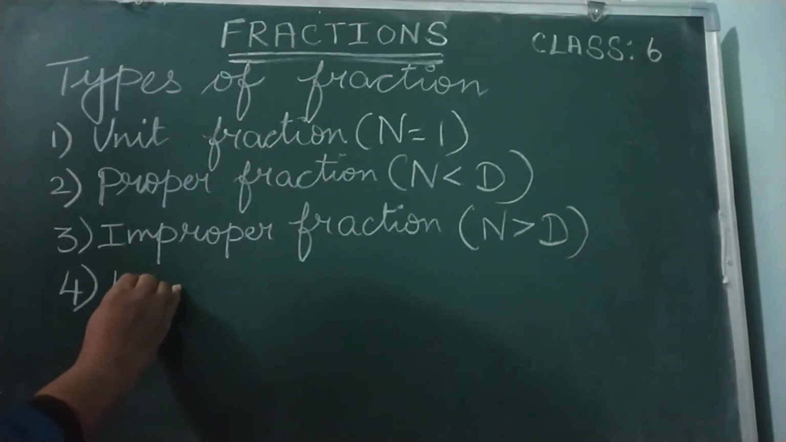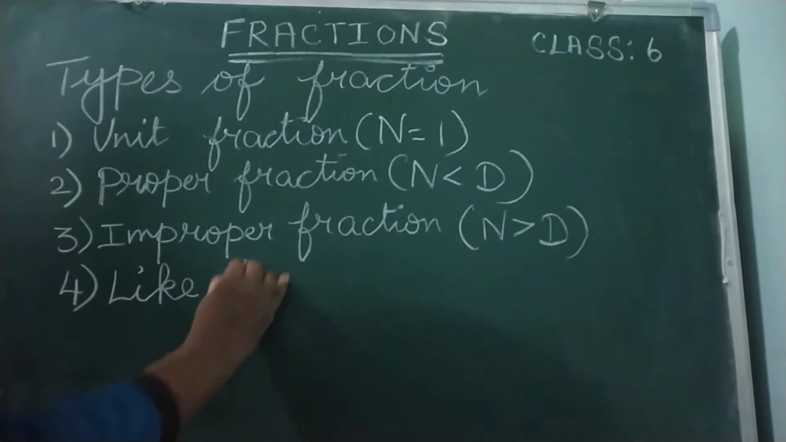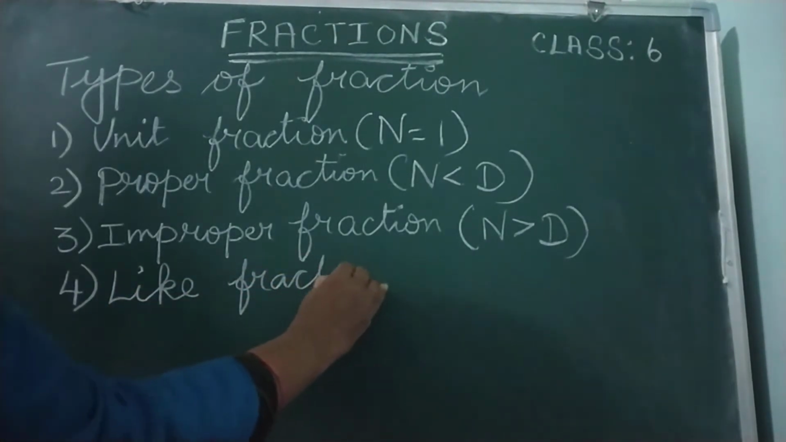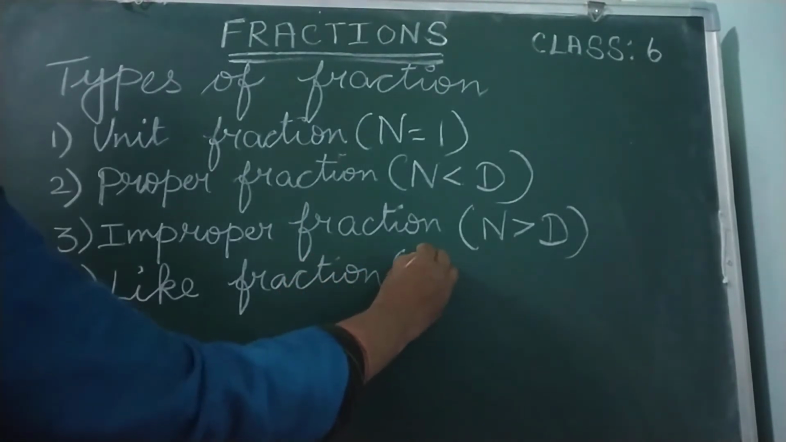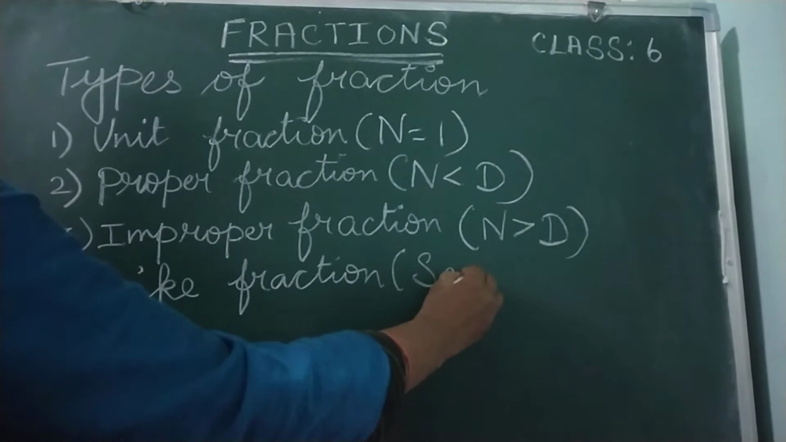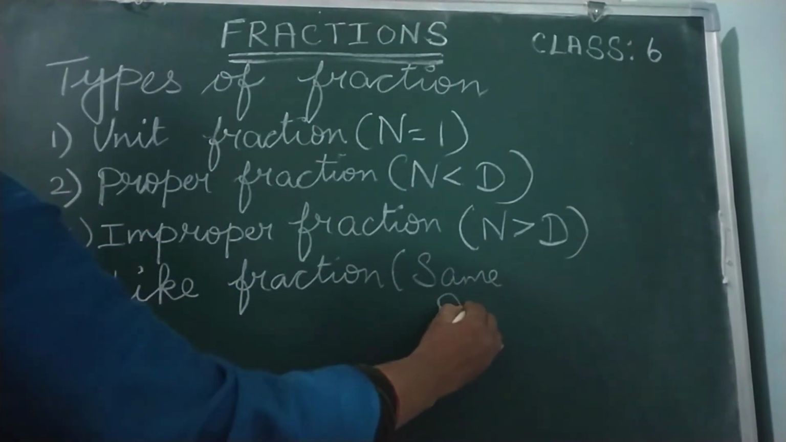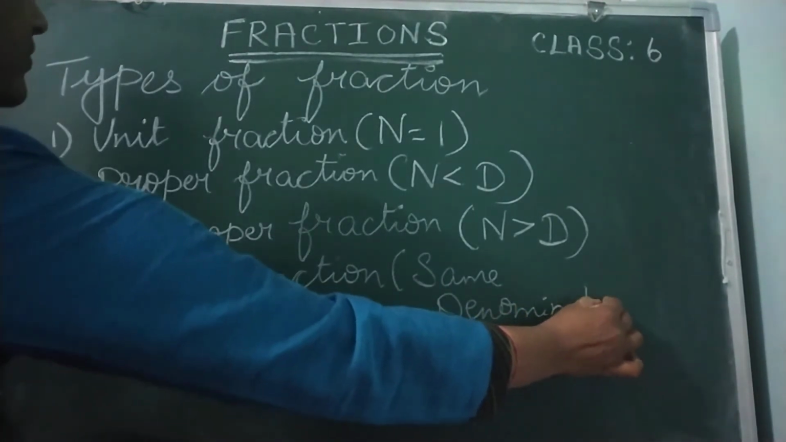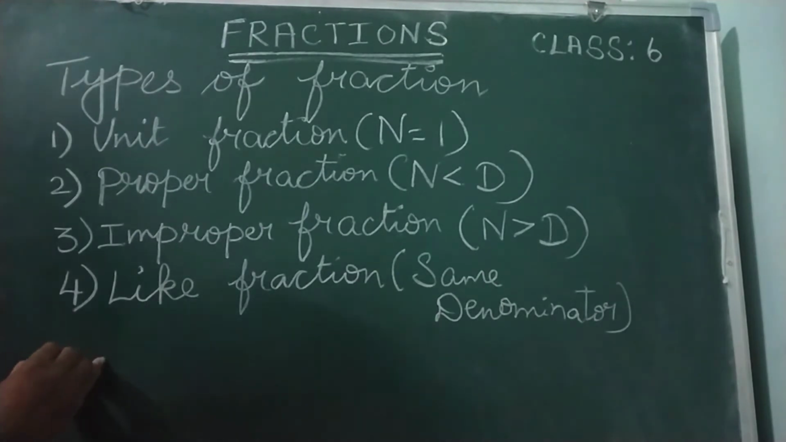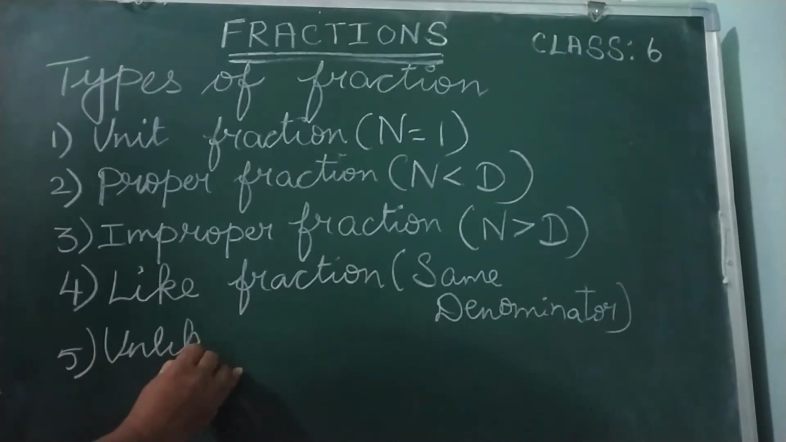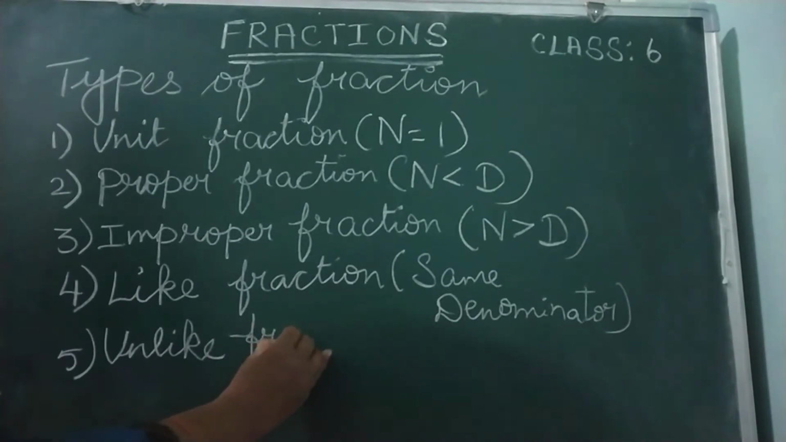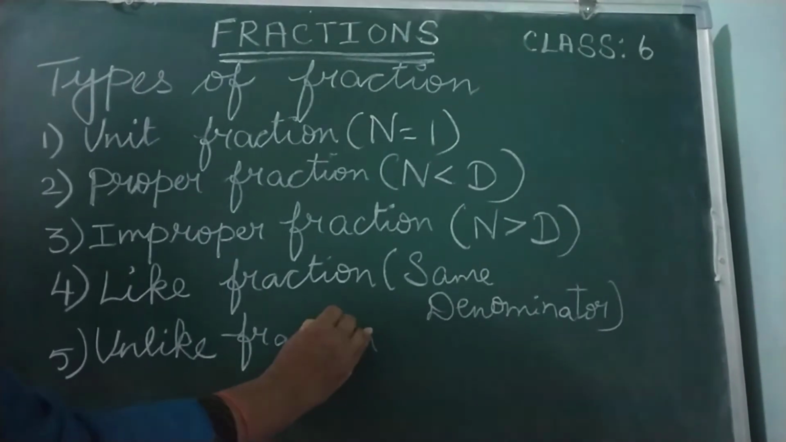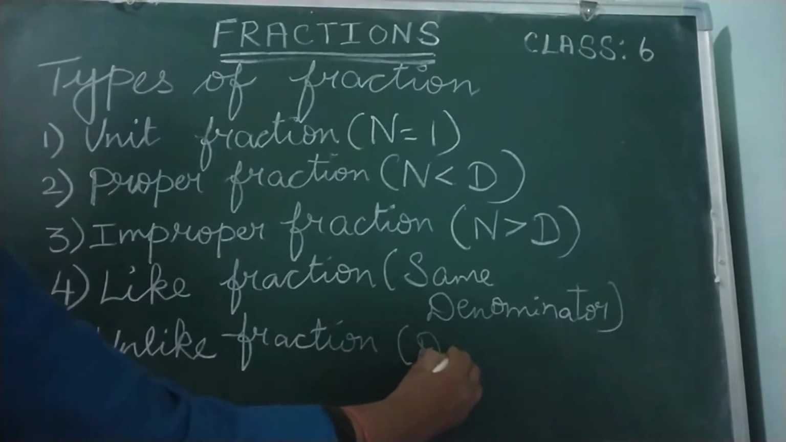Next is like fraction. Like fraction means same. Just remember 2 words: same denominator. Like opposite is unlike, right? Same. Unlike fraction means, I hope you all got the clue. Different denominator.